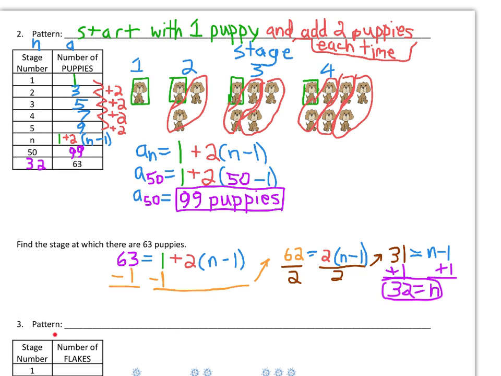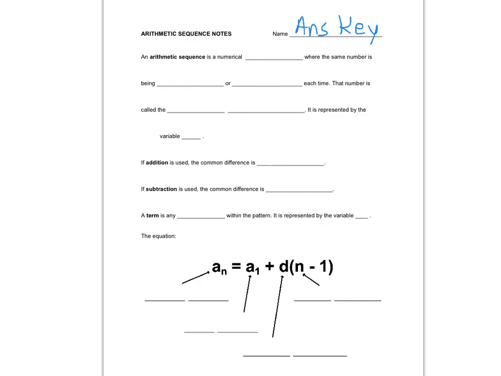Before we do number 3, let's take a look at our arithmetic sequence note. Take a moment, try to fill in these notes as best you can with what you know so far. An arithmetic sequence is a numerical blank where the same number is being blank or blanked each time. That number is called the blank blank. It is represented by the variable blank.